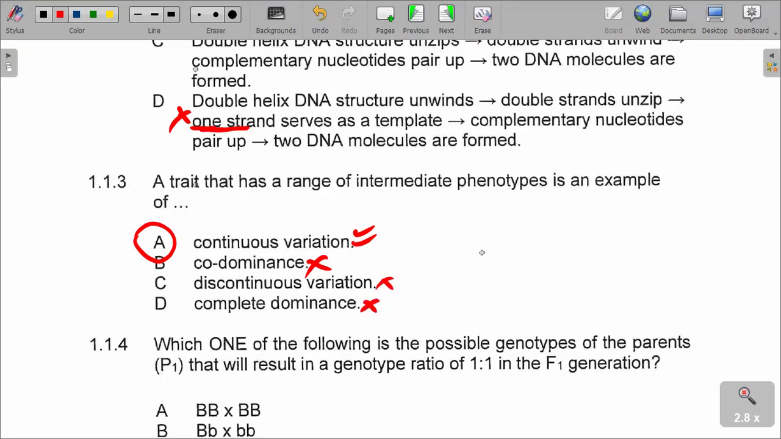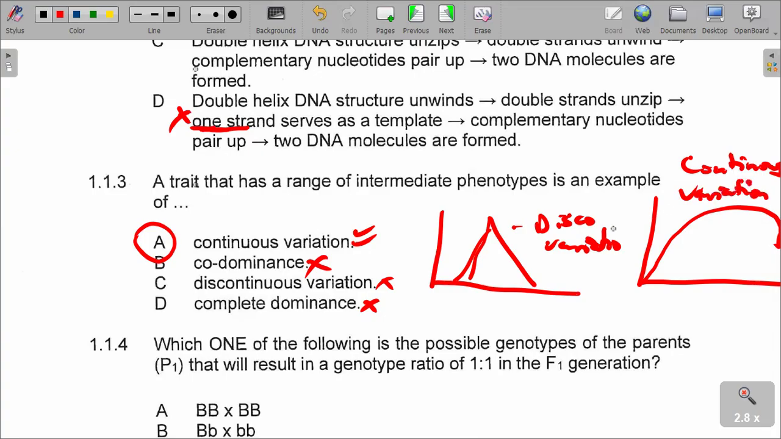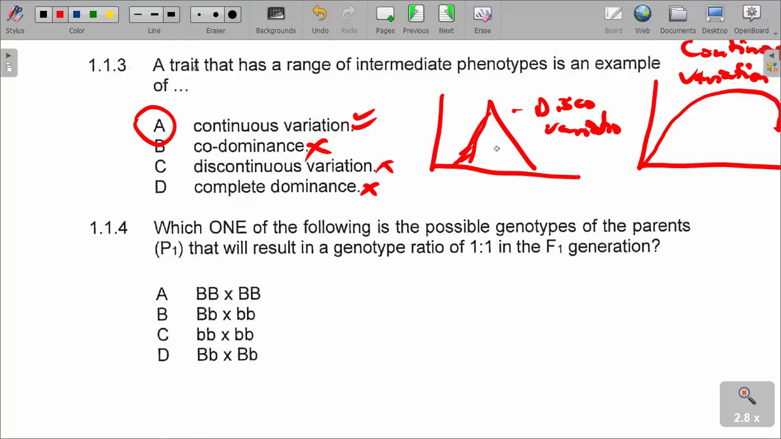If I am to illustrate this, this is a graph that can explain discontinuous variation, and then we have what is called continuous variation, which has a stretch of values. So discontinuous variation has no set of intermediate values. Therefore, we can say that the answer is A.